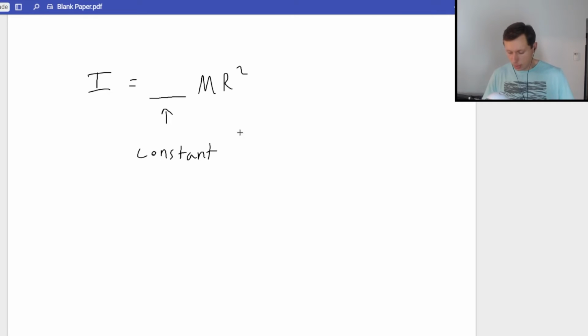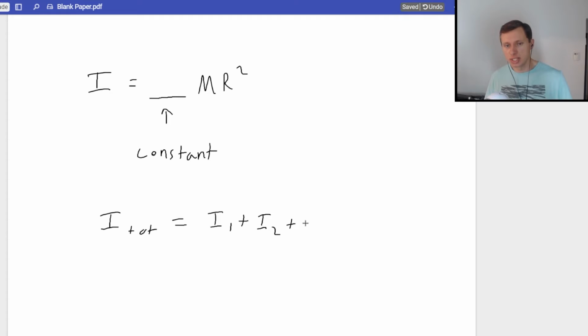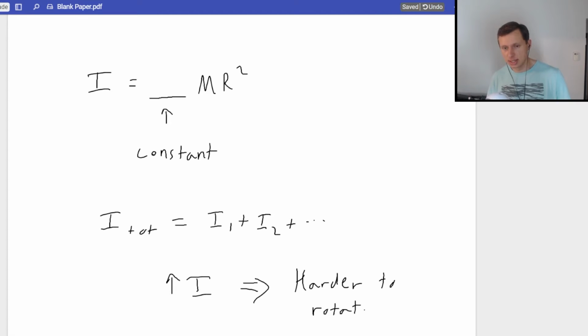Now, there's one more thing I want to say about moment of inertia, and that is if you want to find the total moment of inertia, in other words, if you have multiple objects and you want to find the total, the total moment of inertia is equal to I1 plus I2 plus ... however many objects you have. We're going to be looking at an example today where you have two objects and we're going to be adding the individual moments of inertia together to get the total. And one more thing, just in general, if you have a higher moment of inertia, a higher I value, it means that it's harder to rotate. Moment of inertia is all about how hard it is to rotate the thing.